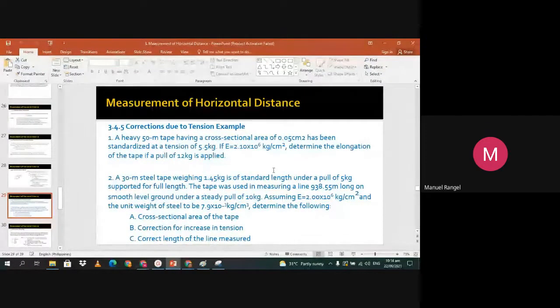Welcome back, Dorek. Okay, Mr. Karil, kindly read problem number 1. A heavy 50-meter tape having a cross-sectional area of 0.5 centimeter squared has been standardized at a tension of 5.5 kilogram. If E is equal to 2.1 times 10 raised to 6 kilogram per centimeter squared, determine the elongation of the tape if a pull of 12 kilogram is applied.